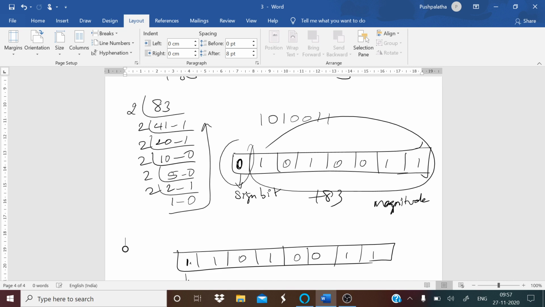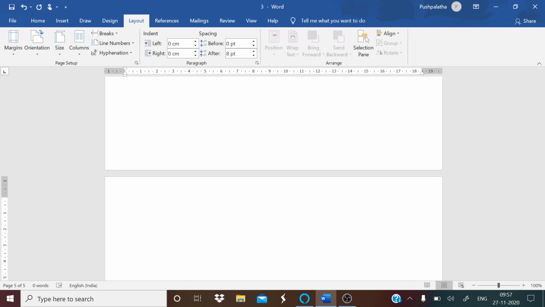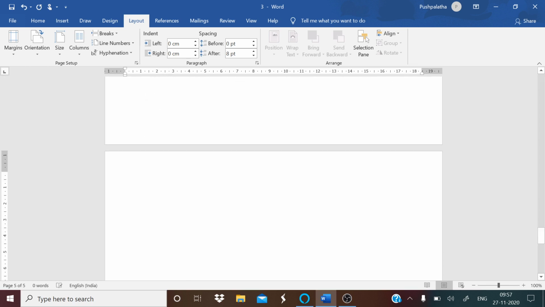This is your sign magnitude, one way of representing signed integers, that is, a positive number or a negative number. And the next method is your ones complement representation. This is one of the easiest methods, a simple way of representing a negative binary number.